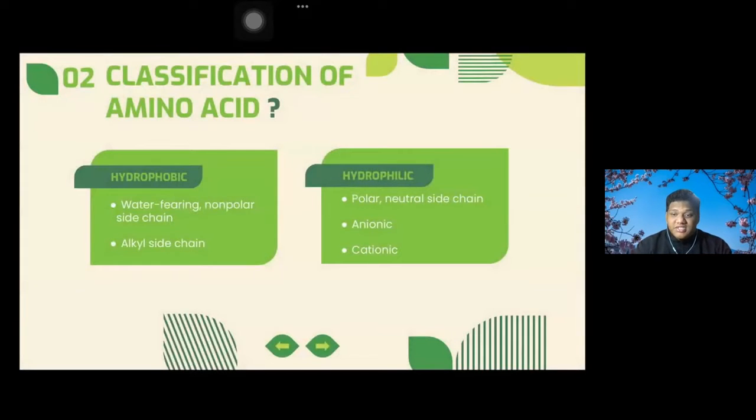So what is the classification of amino acids? There are two classifications. First is hydrophobic, and the second one is hydrophilic. Hydrophobic is water-fearing, which is a non-polar side chain, and one example is the alkyl side chain. Hydrophilic is a polar neutral side chain, and the examples are anionic and cationic.